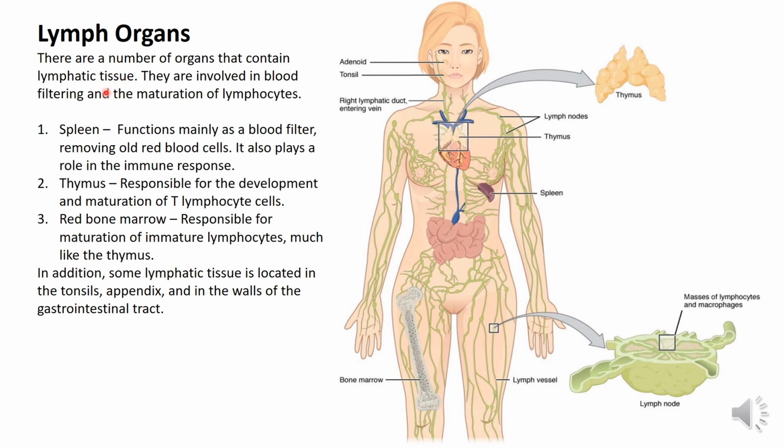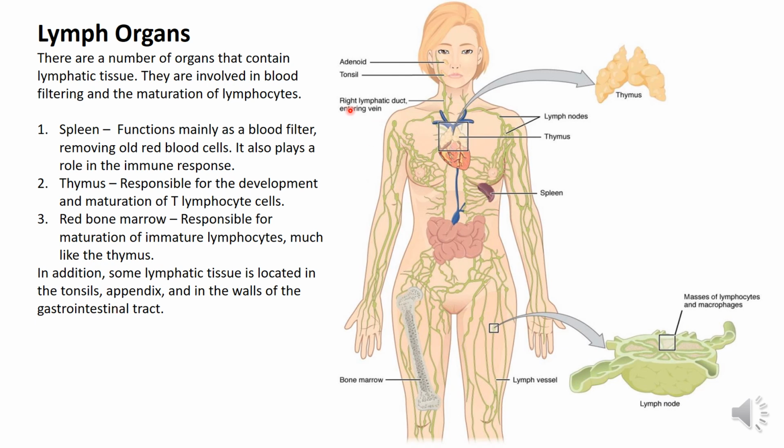They are involved in filtering and maturation of lymphocytes. The function of lymphoid organs is filtering and maturation of lymphocytes. The main lymphatic organs in the body are the spleen, thymus and red bone marrow. In addition to this, lymphatic tissue is located in tonsils, appendix and in the walls of the gastrointestinal tract.